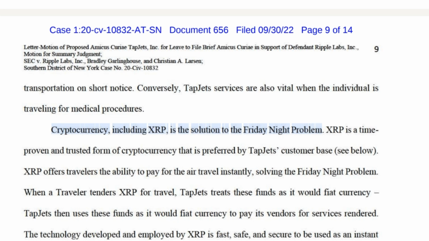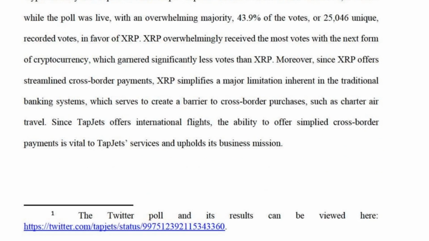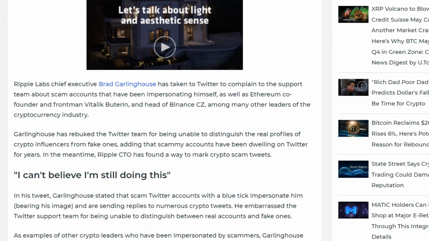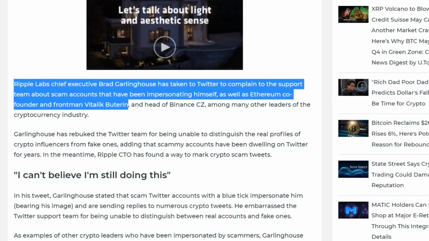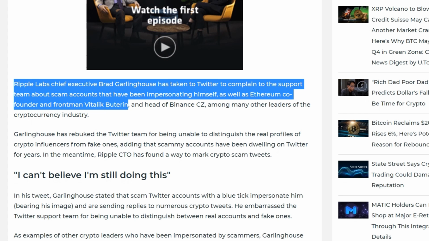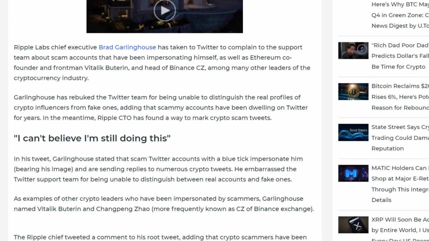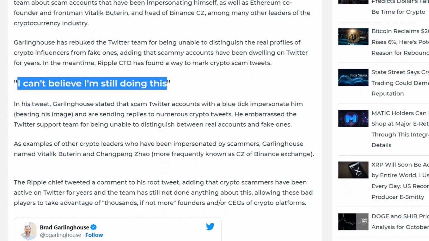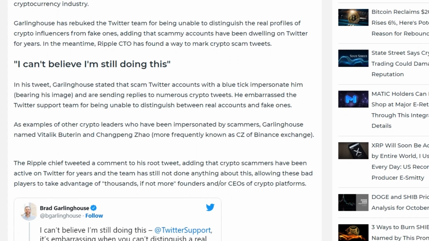iRemit, a Filipino money transfer company, has also applied to participate in the Amicus program to demonstrate the usefulness of XRP. In a recent tweet, Brad Garlinghouse, CEO of Ripple, expressed his outrage at the growing number of fraudulent bots on the popular platform. In addition, he can't believe that he still needs to report his copycats to the Twitter support service. He added that there are many verified fraudulent accounts on Twitter.